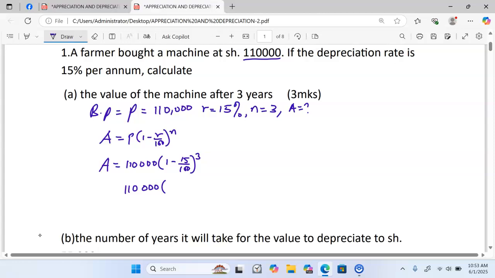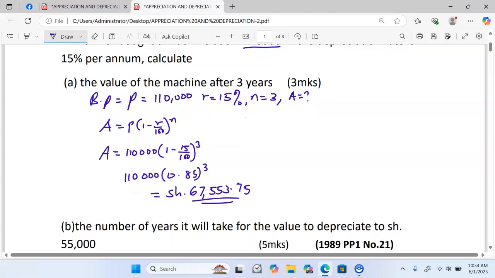15 divided by 100, you get 0.15. Therefore, 1 minus 0.15 will give us 0.85. We raise to the power of 3, and this one is going to give us 0.85 cubed. You multiply by 110,000, you get an amount equivalent to shillings 67,553.075 as the answer to this particular question.